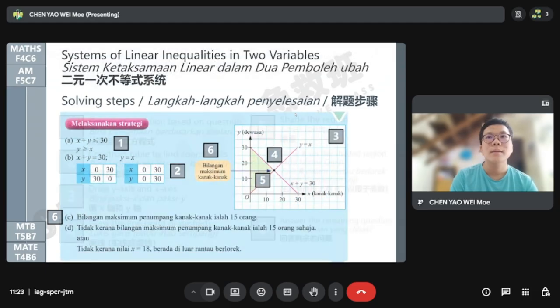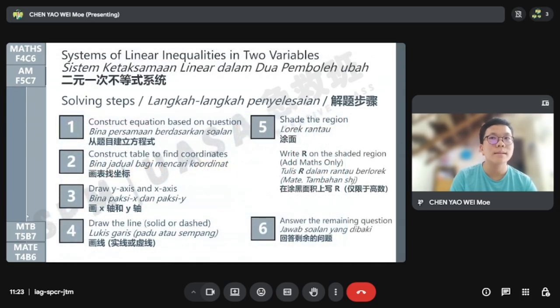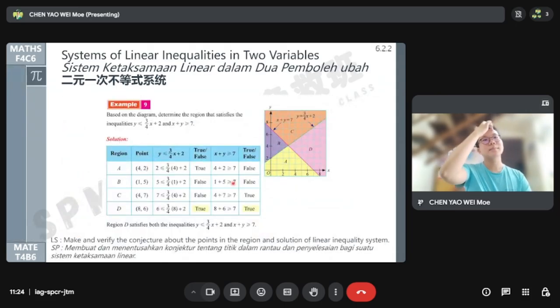Okay, and this is the steps, right? The same step. And the last thing is this one. You can use the two lines to determine the common region. Before you do the question, you can check whether you know how to determine the common region. Okay, you can use this one. You can look through this question.